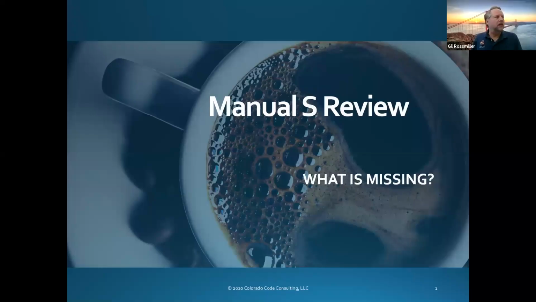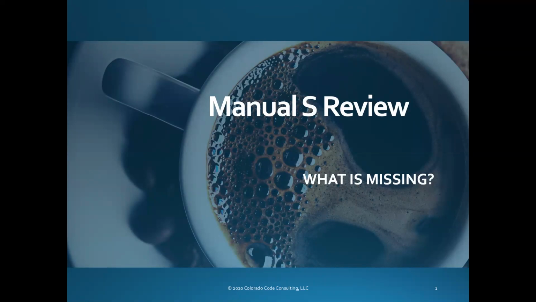Okay, you should see Manual S review. Does that look right? Yep. Okay, all right, sounds good. Okay, so we'll get started here. Just type questions in if you've got questions, no big deal. I'm going to kind of cruise through this. We've only got about 3 hours today, so we'll see if we can get that done within that amount of time. Don't panic, it's only an hour long.